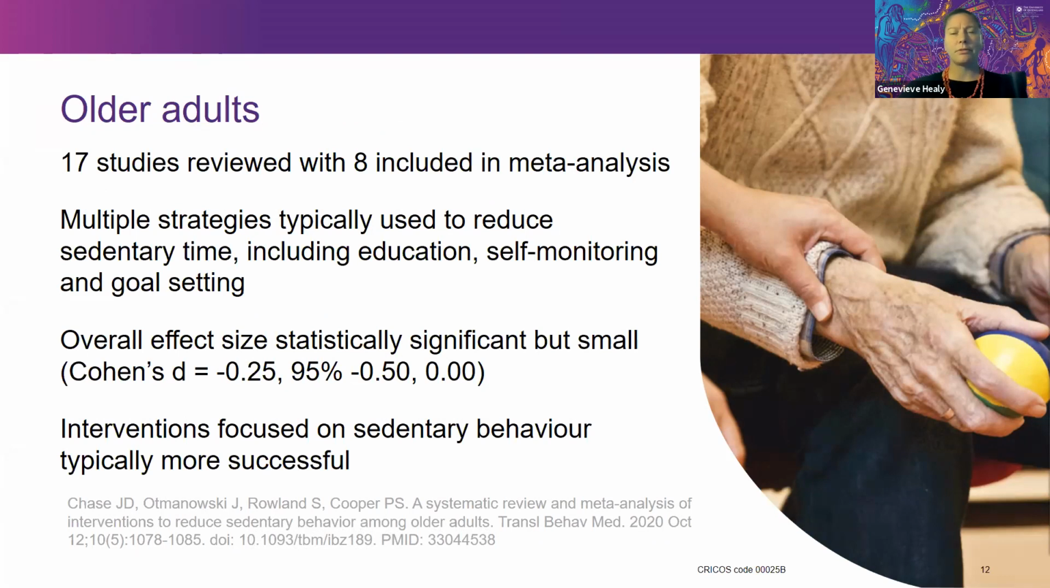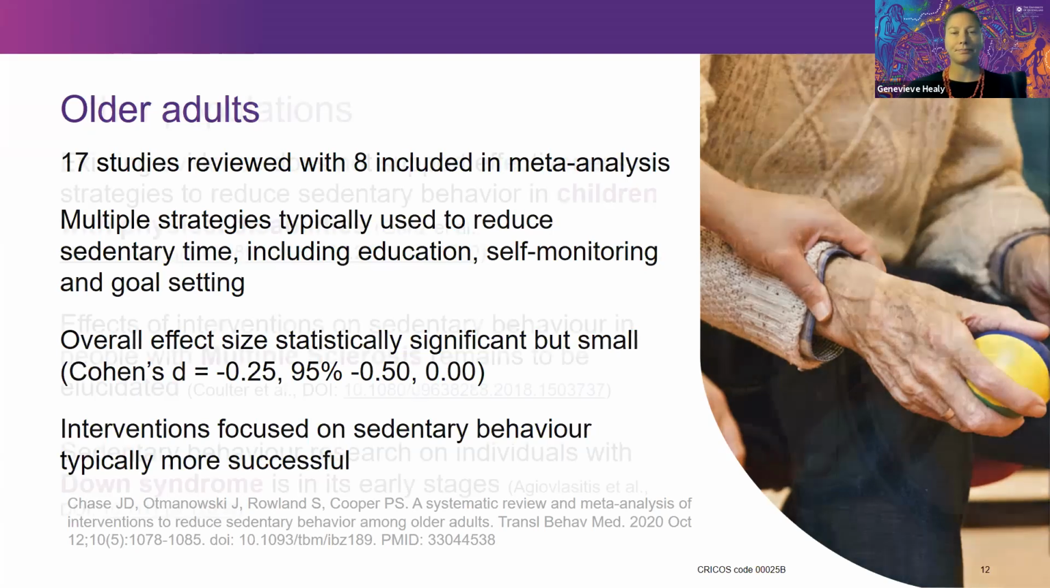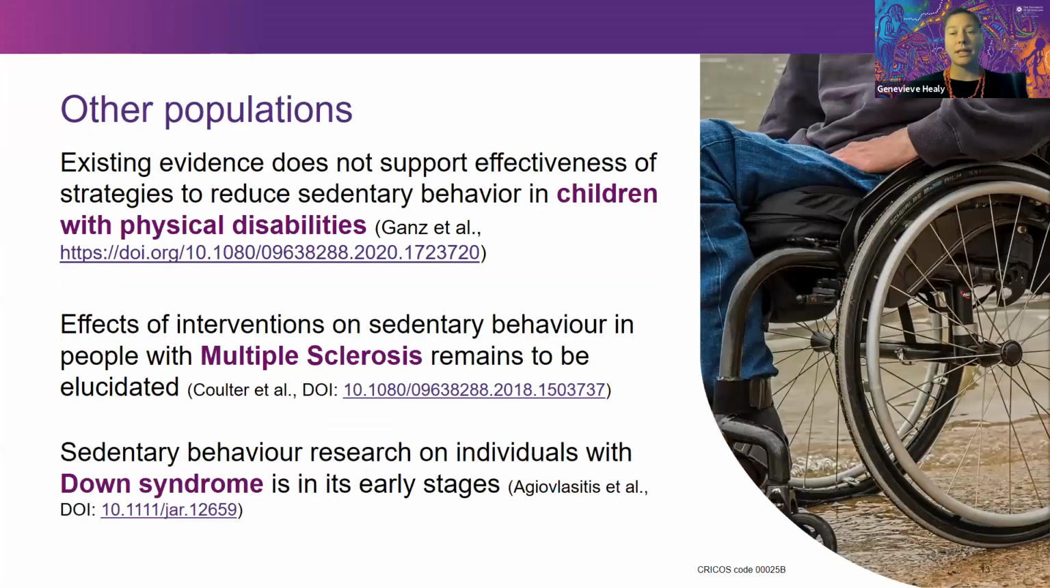And notably, like we saw from the review from Gardner and colleagues, interventions that specifically targeted sedentary behaviour, either alone or in combination with physical activity, were more successful. Their recommendation was for practitioners to employ a diverse and wide range of strategies to reduce sedentary behaviour in older adults. So what about some of the other populations highlighted in the guidelines?